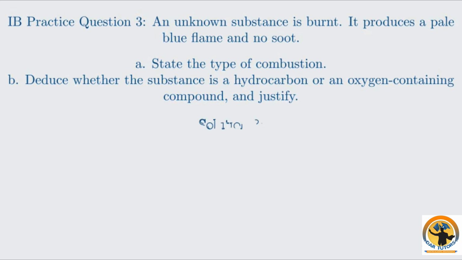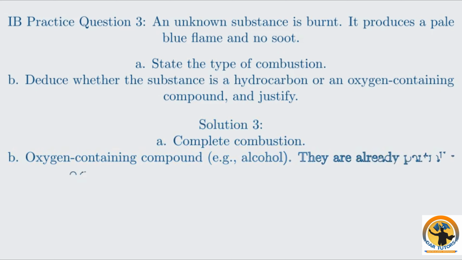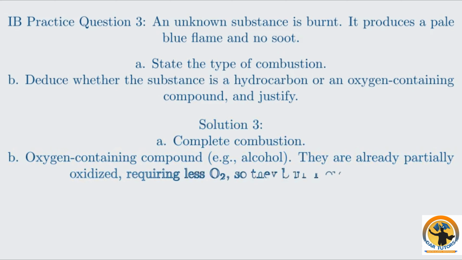Part B asks us to deduce the type of substance. A pale blue flame is characteristic of oxygen-containing organic compounds, like alcohols. We know these compounds are already partially oxidized, so they require less external oxygen and are more prone to undergo complete combustion. Pure hydrocarbons tend to have more luminous, sootier flames.